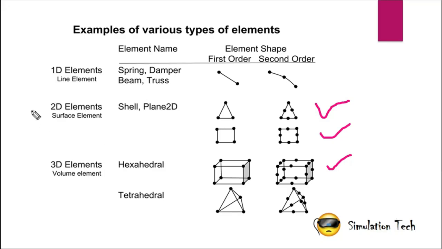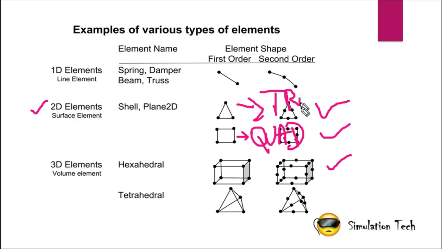So what about the 2D elements? If you want to analyze cardboard, paper, or sheet elements, sheet metals, whatever it is, you can use shell elements or 2D elements. Usually you have two different types of elements. One is the quad element, which has four sides. And another one is the tria, which is a triangular element.